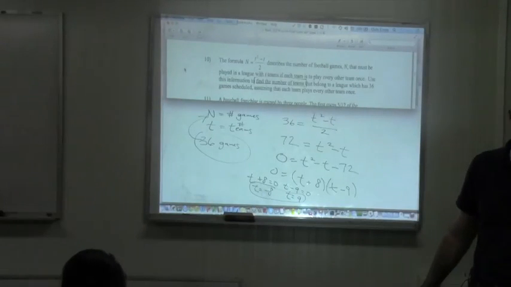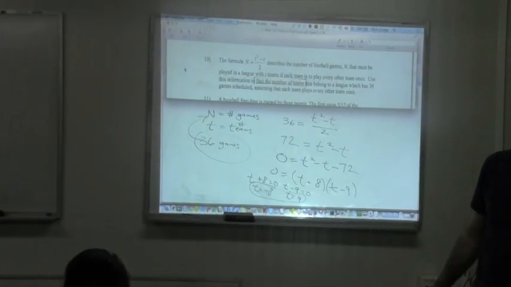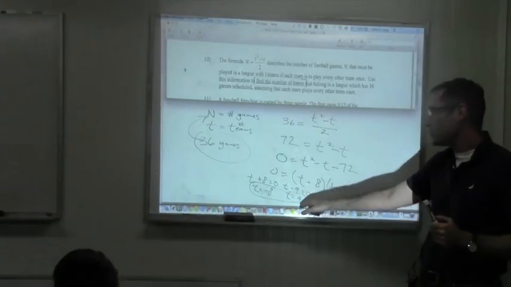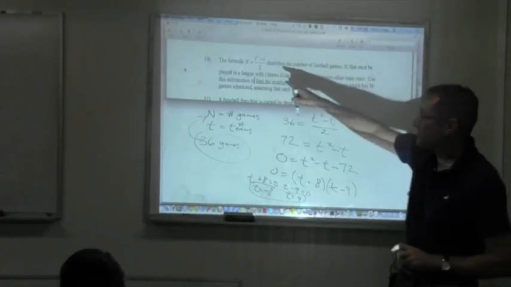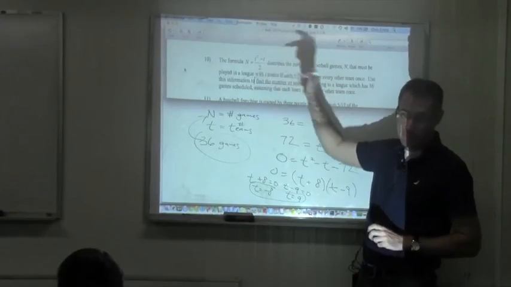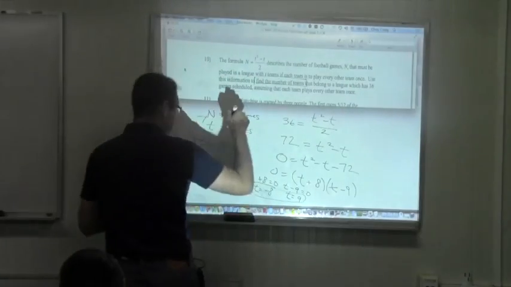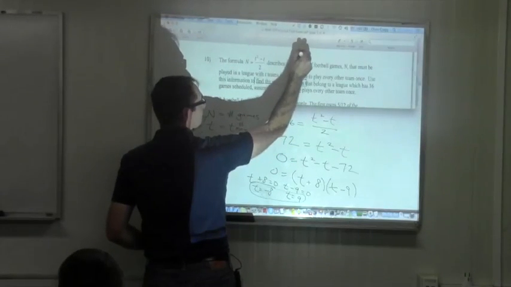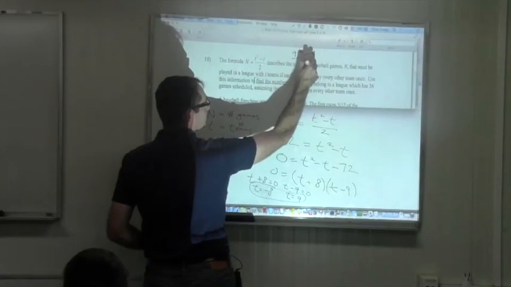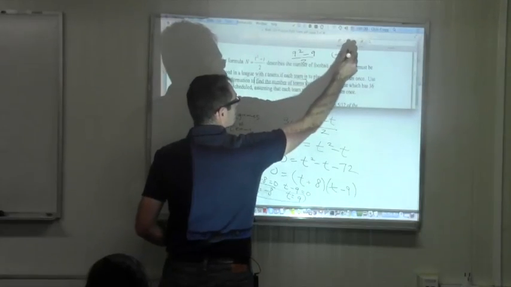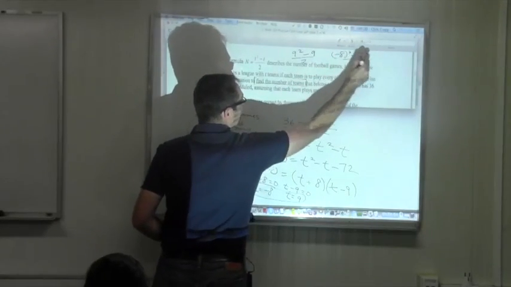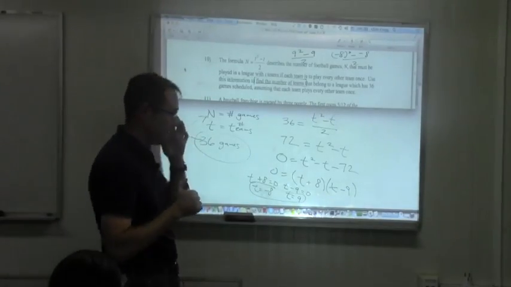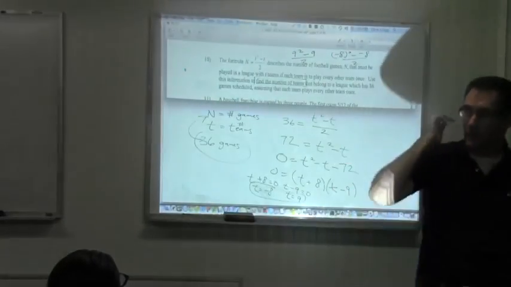Couldn't I plug in 9 squared minus negative 8? No. You're just doing either 9 or negative 8. So you've got to plug the same t in both places. If you use 9, it's going to be 9 squared minus 9 divided by 2. Or it's going to be negative 8 squared minus negative 8 divided by 2. You can't mix and match there.